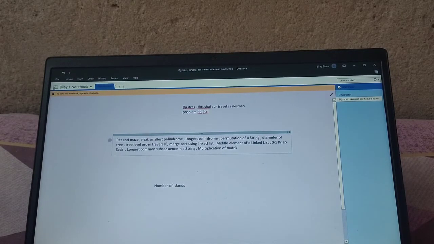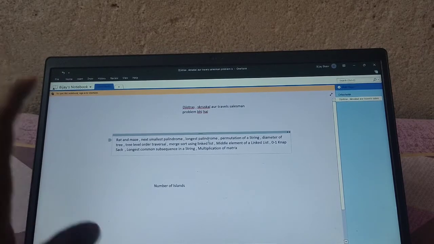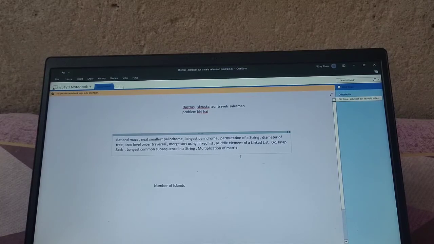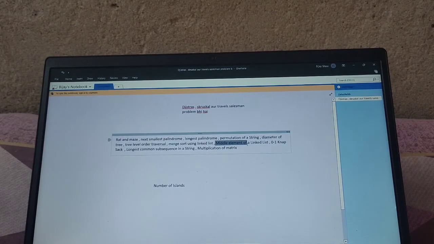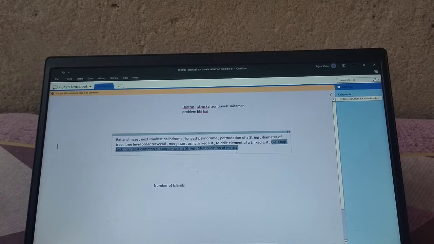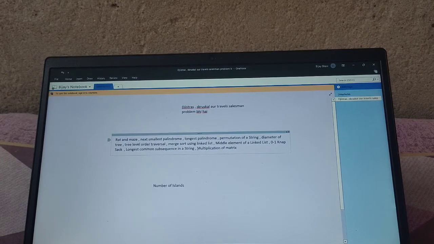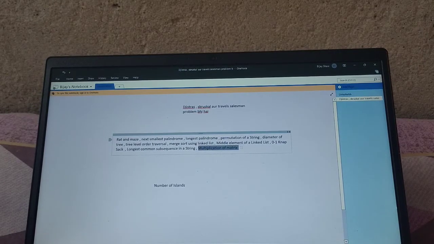In linked lists we have merge sort using a linked list. You can also do quick sort using a linked list, but most of the time they asked merge sort using a linked list. You may also get asked the middle element of a linked list. And 0/1 knapsack was also asked in one of the interview experiences. That is both the brute force approach and the DP approach.